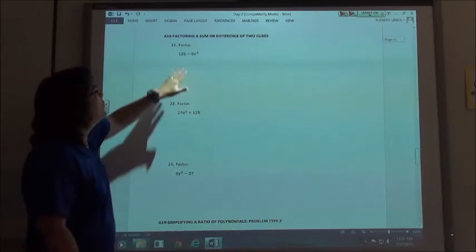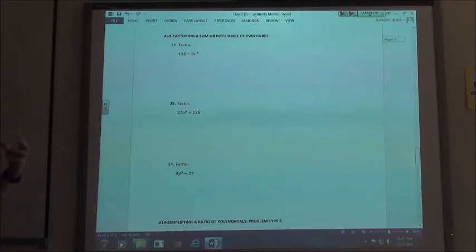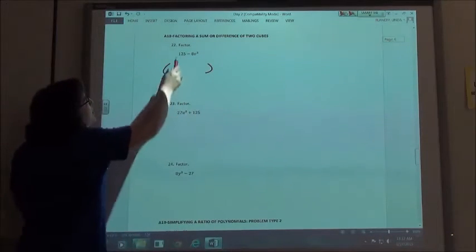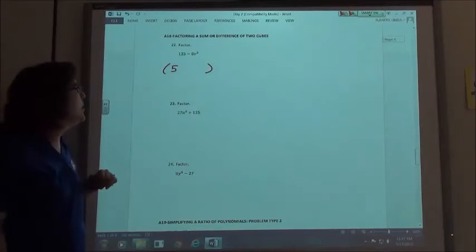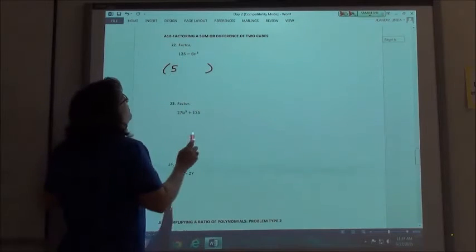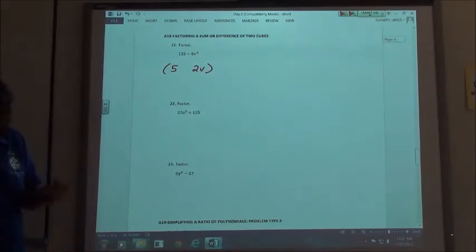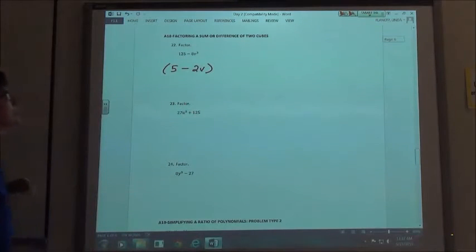First thing we're going to do is take the cube root of each of my terms. Same sign's going to go in the middle. So if I have my set of parentheses, the cube root of 125 is 5, because 5 times 5 times 5 is 125. Cube root of 8v cubed would be 2v. 2v times 2v times 2v is 8v to the third. Same sign in the middle, so there's going to be a minus sign in there. So we have 5 minus 2v.